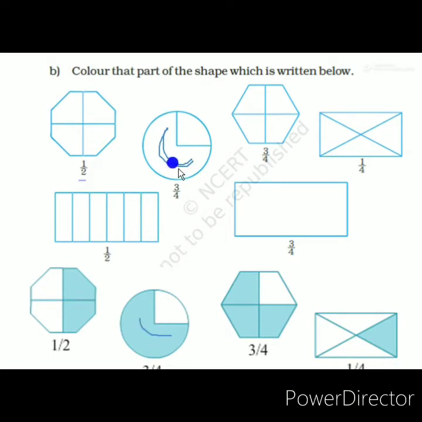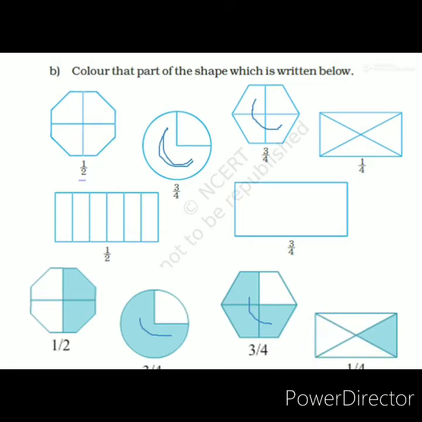Now question 3. 3/4 part of this hexagon. It is divided into 4 equal parts. Out of these, 3 parts we have to color. 3 by 4th is colored here. These are the 3 parts we have colored of this hexagon. Now another one is a rectangle. It is divided into 4 equal triangles. Out of that, 1 by 4th, that means one triangle we have to color. That is the colored portion of this 1/4 part of this rectangle.